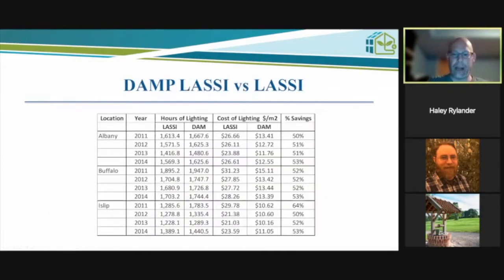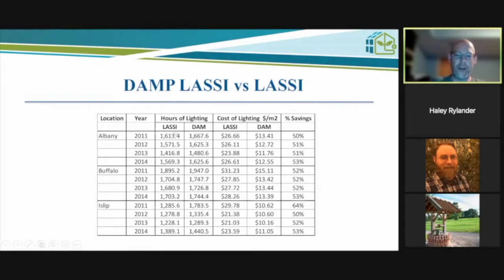Comparing how these two algorithms worked, I looked at three different locations in New York that get differing levels of sunlight. Islip is on Long Island, for those who don't know, and gets a lot of natural light. Buffalo usually has a lot less light because of the lake effect, and Albany's in between. I looked at four years, and these are the savings we got.